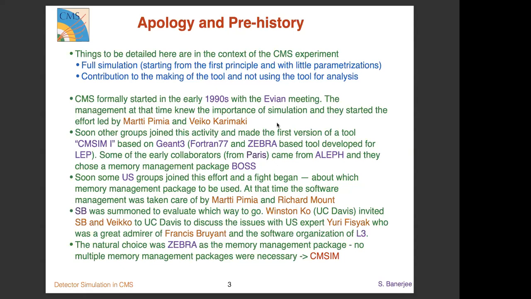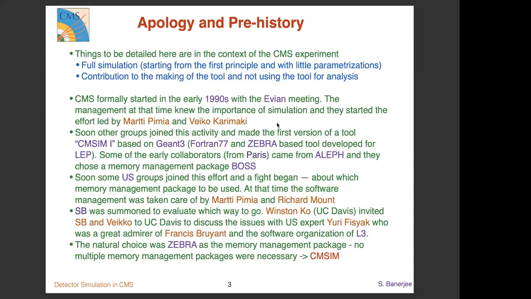This is based on the code of GEANT3, which was developed essentially by a group of 5 people. Some of them may be known to you: René Brun, Francis Bruyant, Michel Maire, Giannarini, and I forgot the fifth one. This is a Fortran 77 based code, using Zebra as a memory management tool, and it was developed essentially for LEP physics. Some of the early collaborators, mainly from the Paris institutes and from ALEPH, chose a memory management package called BOSS. So CMSIM1 is based on GEANT3 and BOSS.